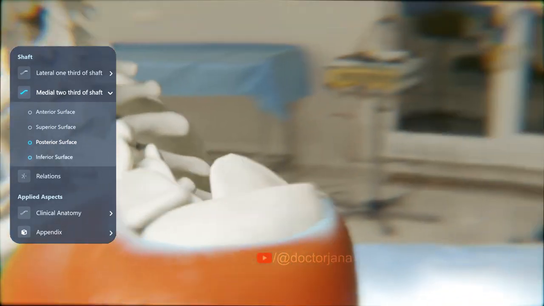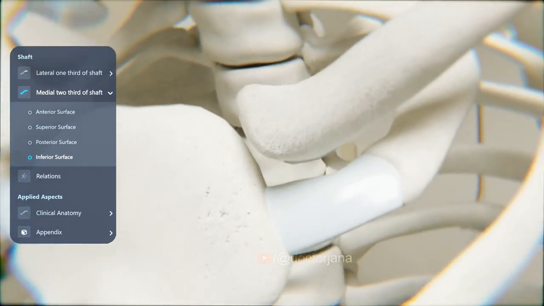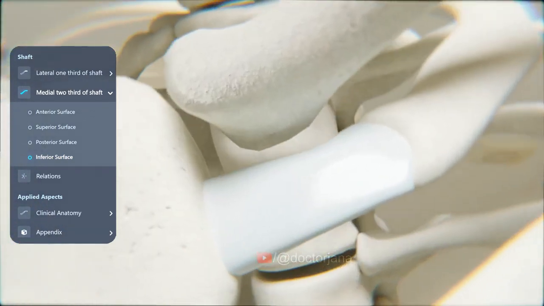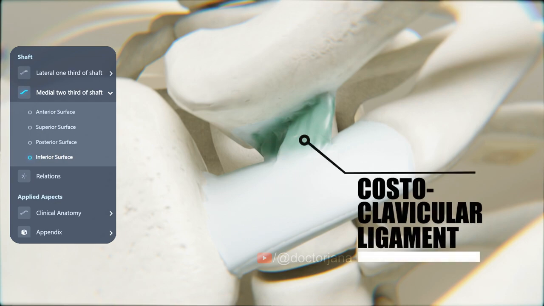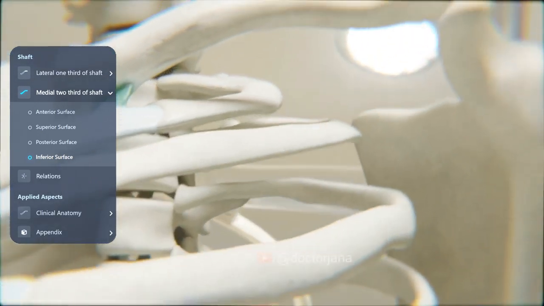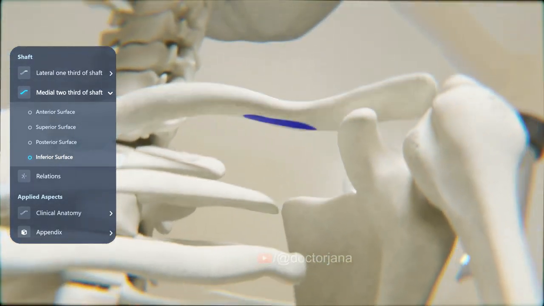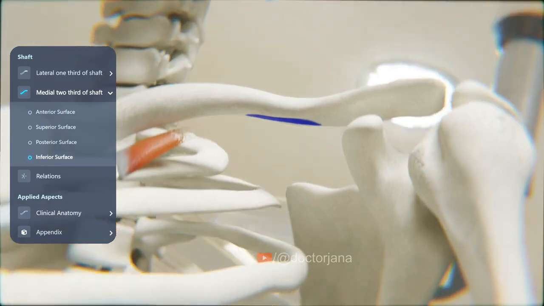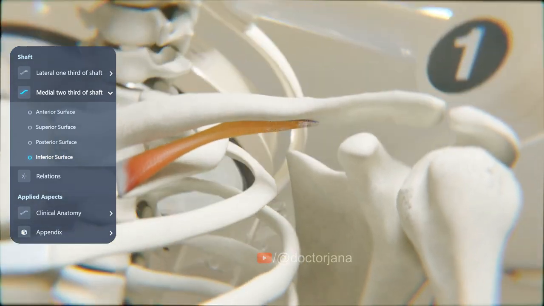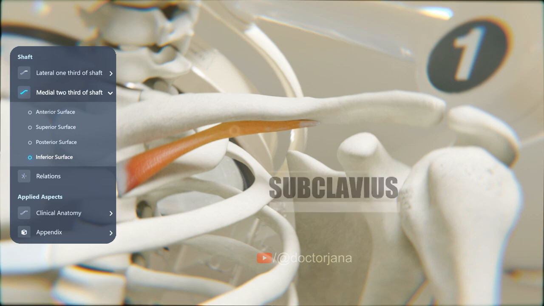The inferior surface has a rough oval depressed area which gives attachment to the CostoClavicular Ligament. The lateral part of the inferior surface has a subclavian groove which receives the insertion of the Subclavius Muscle. The two lips of the groove gives attachment to the Clavipectoral Fascia.